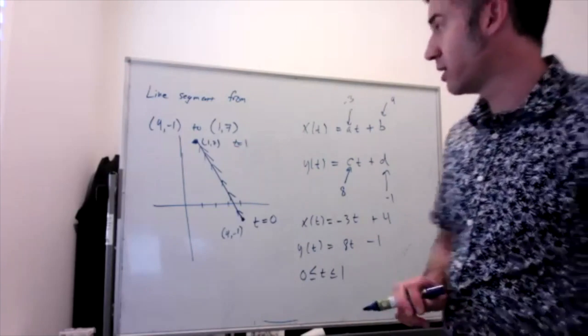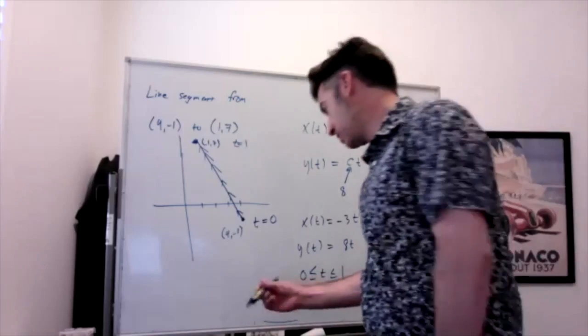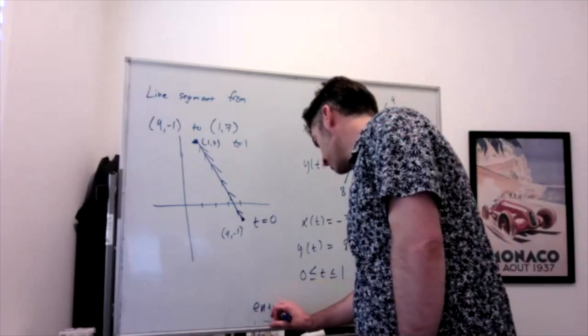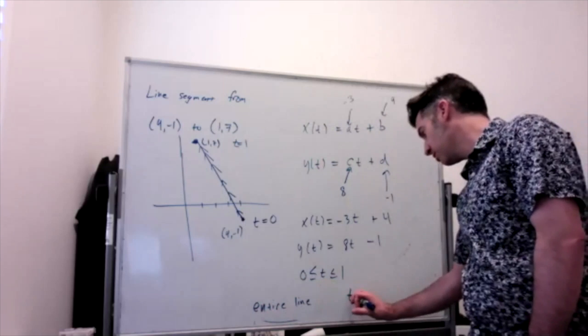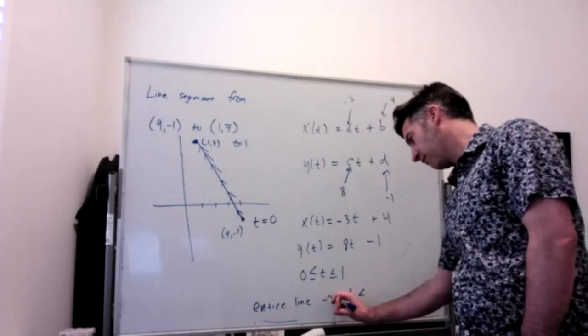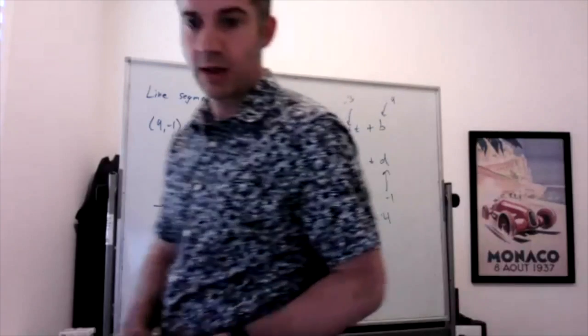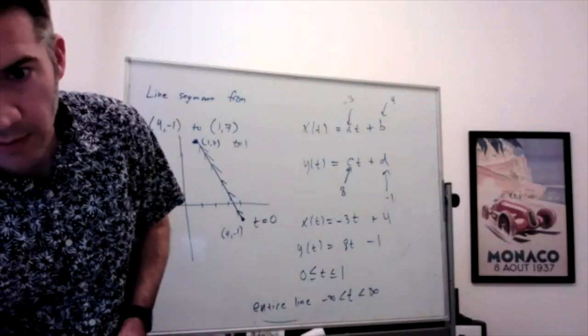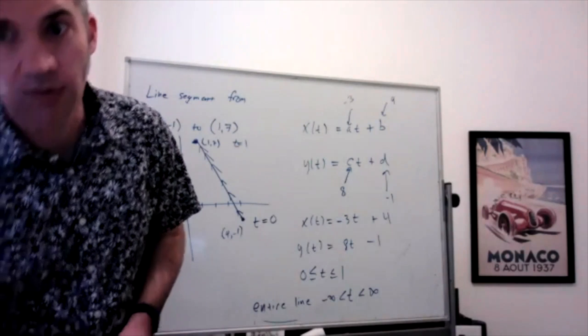Also note, if you wanted the entire line that goes through those points, you would just let t be between -∞ and infinity. Let's do a couple more, and then we will move on to the more calculus part of things.